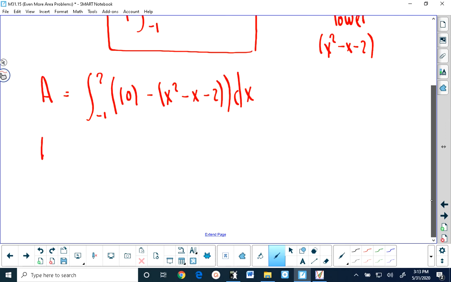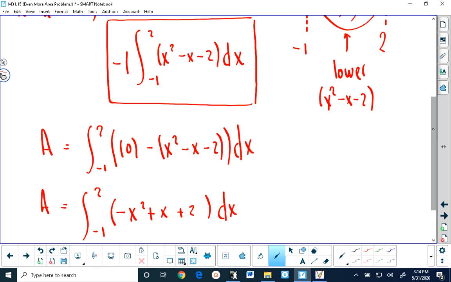What we're going to get here is the integral from -1 to 2 of negative x squared plus x plus 2. But that's the same as the integral I have in the box. If I multiply that -1 outside of the integral here, I'm going to get the integral I have at the bottom. Or conversely, if I factor the negative out of the integral I have here, I'm going to get the result of what I have in the box. If you don't do either of these, you're going to get a negative answer, and that would be wrong for area. So let's finish this problem.